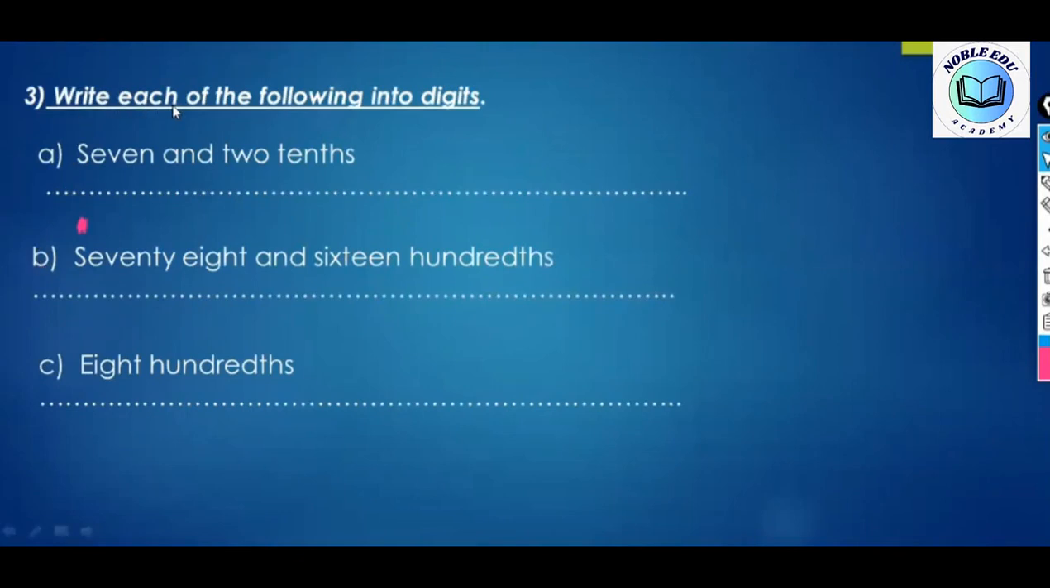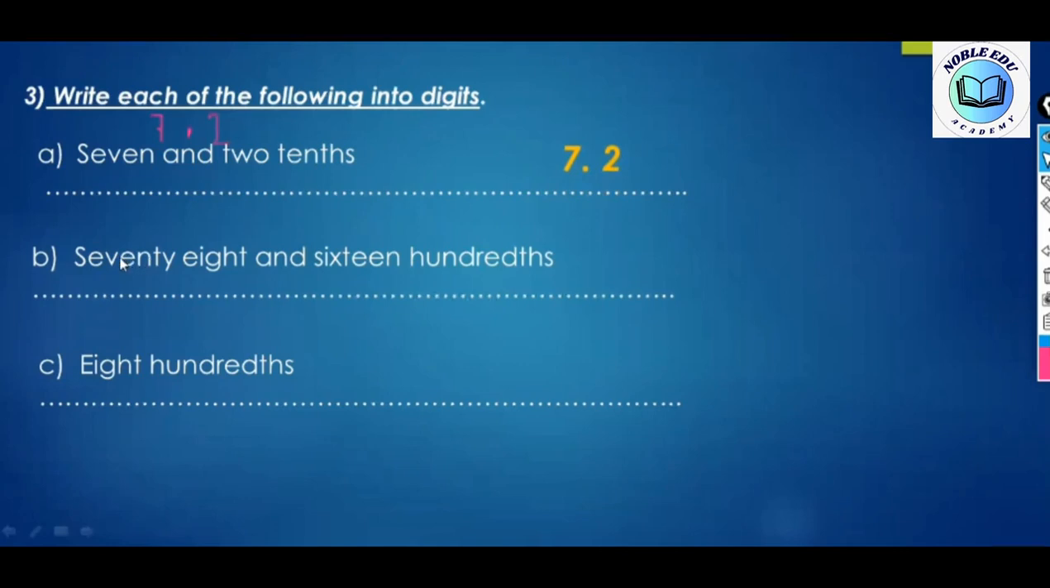Now I want to write the following in digits. 7 and 2 tenths. First, "and" means put the point. Don't forget, put the point. Here you have the number 7, write 7. And 2 tenths. Tenths means one place after the point. So write after the 7 the number 2. The answer will be 7.2.